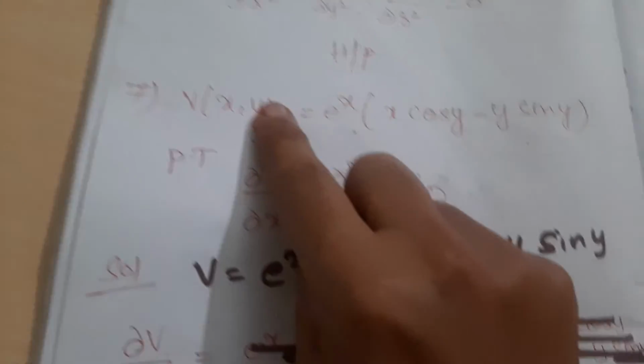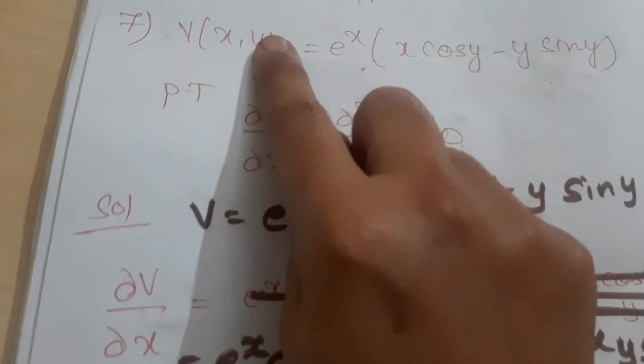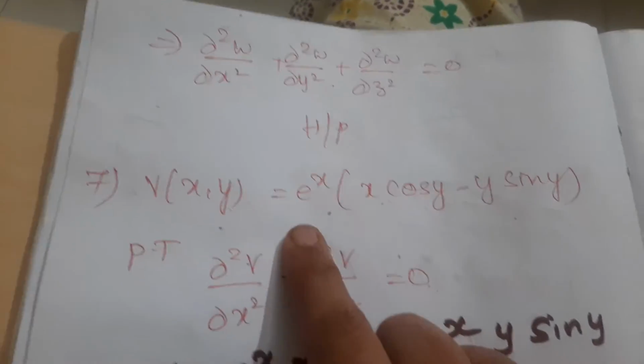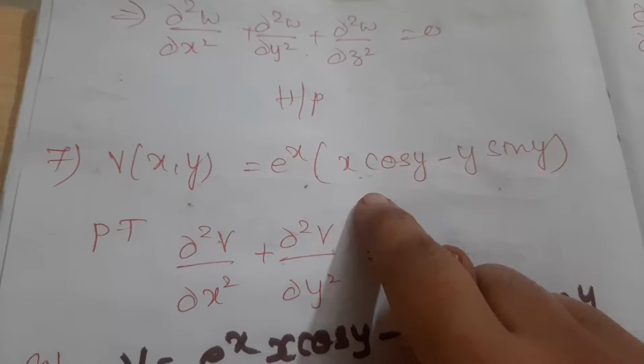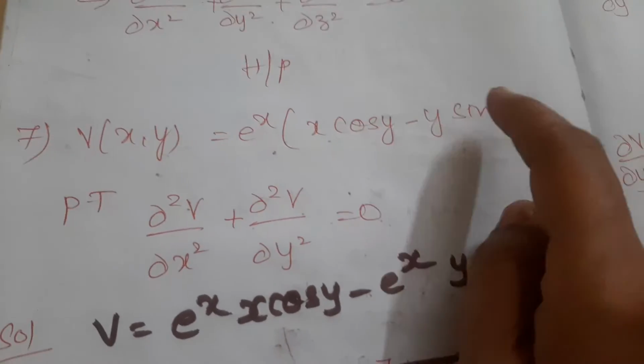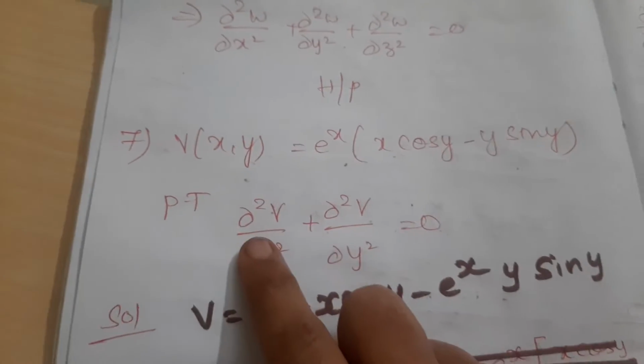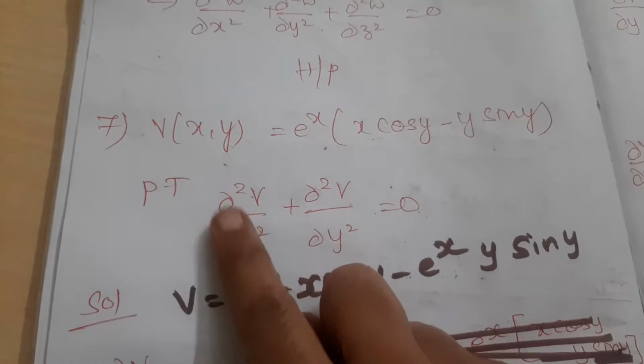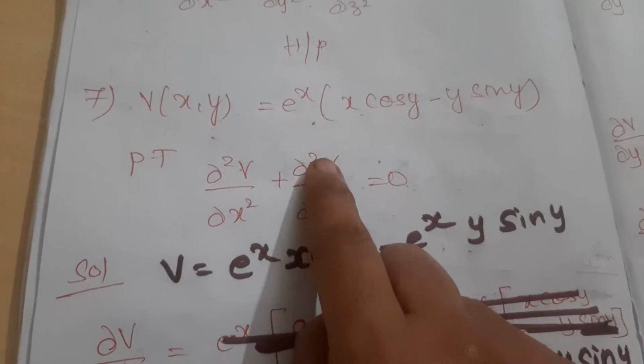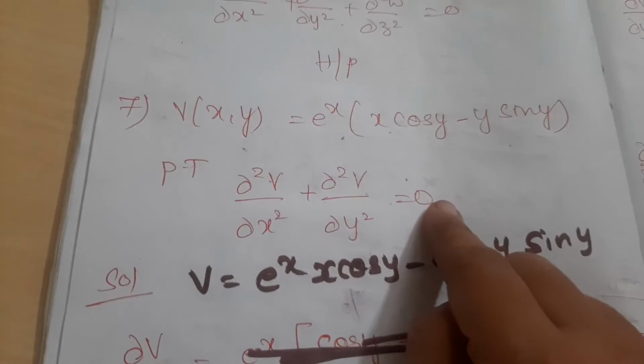The seventh problem is v of x comma y is equal to e power x into x cos y minus y sin y. I want to prove that dou square v by dou x square plus dou square v by dou y square is equal to 0.